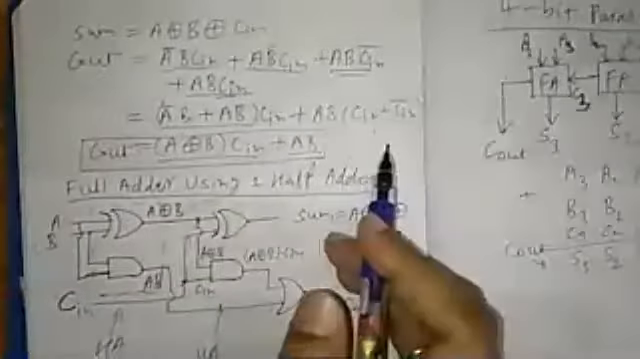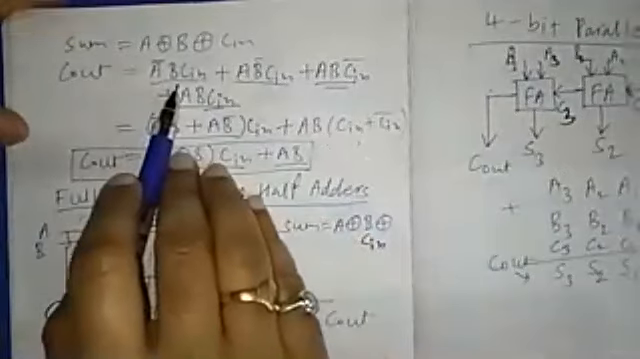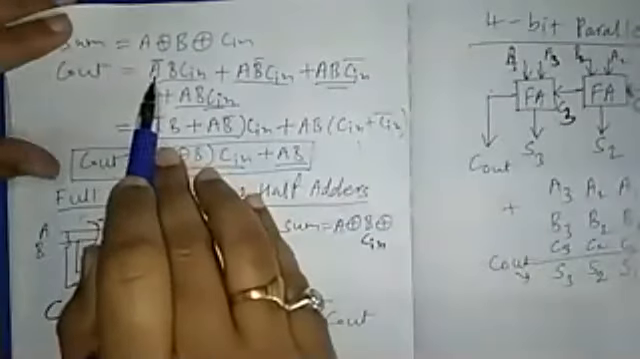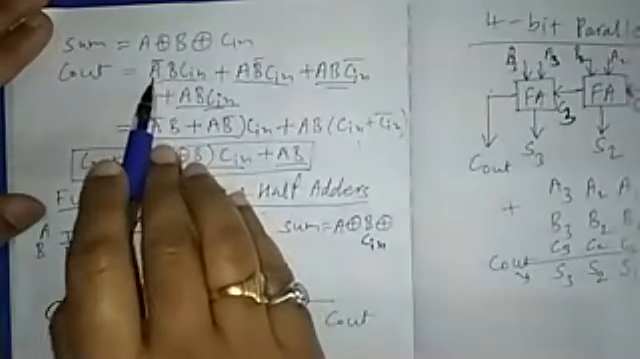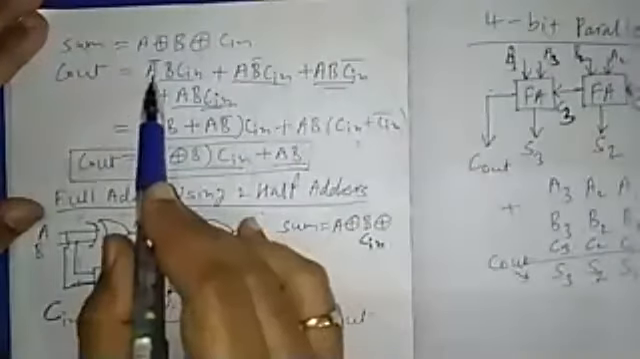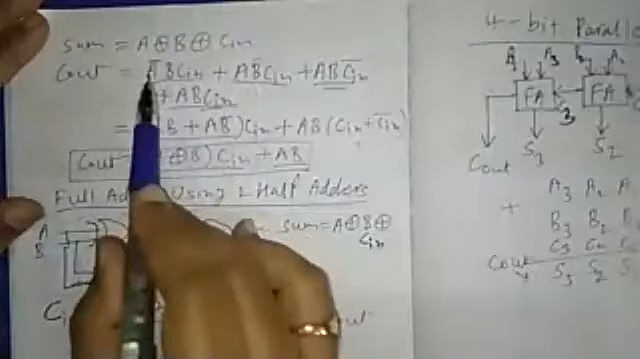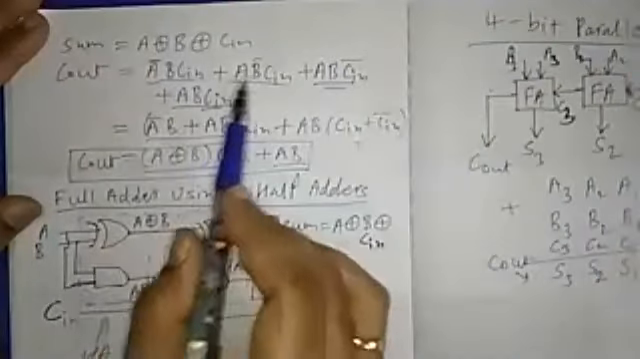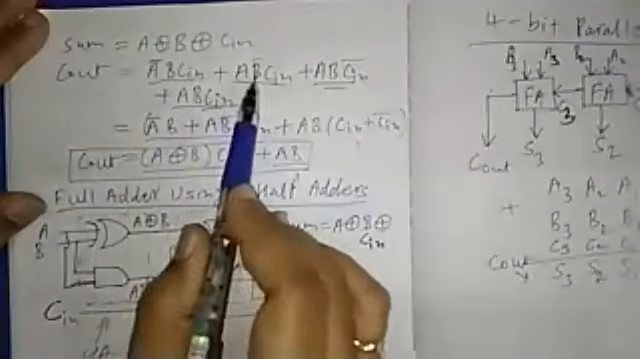Now for that, sum expression need not change, but Cout expression let us revisit and simplify so that we can implement using two half adders. Therefore Cout, I will put again the logic expression we have derived from the truth table: A bar B Cin plus A B bar Cin plus A B Cin bar plus A B Cin. Here if you observe these two terms, A bar B and A B bar, here A XOR B will be from the previous half adder sum I can take.